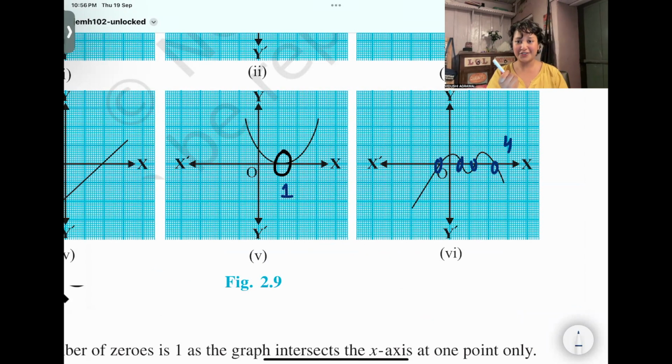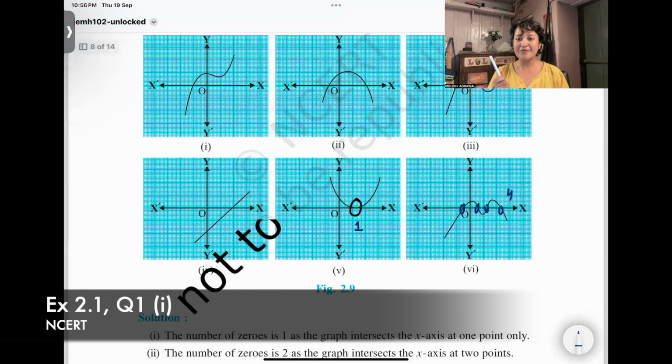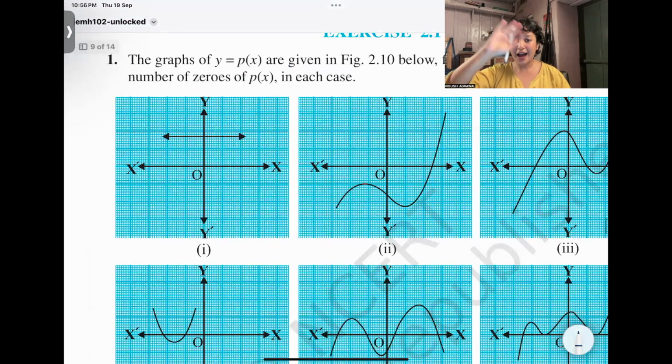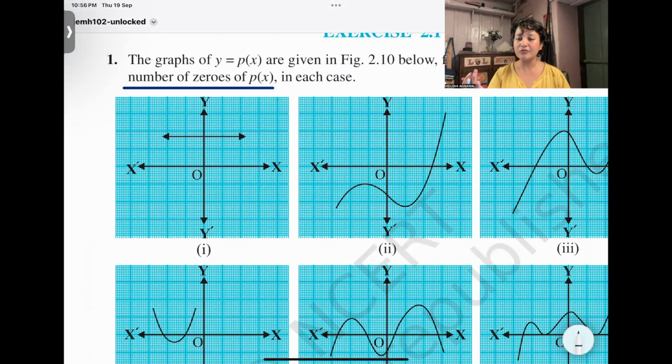Now I'm going to ask questions to you. I'm going to scroll. Exercise number 2.1, question number 1. Number of zeros to be calculated. Give me the first question, the first part. How many zeros are there? I'm waiting for your answer. Is it touching our x-axis? No. Then what shall I write? I'm going to write 0.